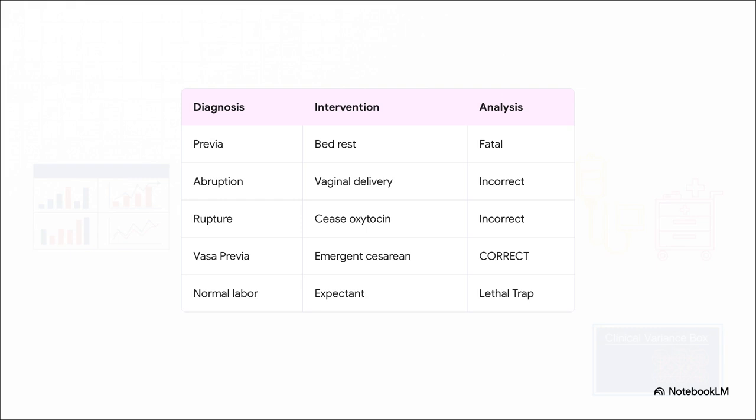Choice D, vasa previa requiring emergent cesarean delivery, is absolutely correct. The unprotected fetal vessels were iatrogenically ruptured during the amniotomy, so emergent surgical delivery is your absolute mandate to halt the exsanguination. And choice E, normal labor with expectant management, is a lethal trap. Without intervention, that fetus will completely exsanguinate within minutes.